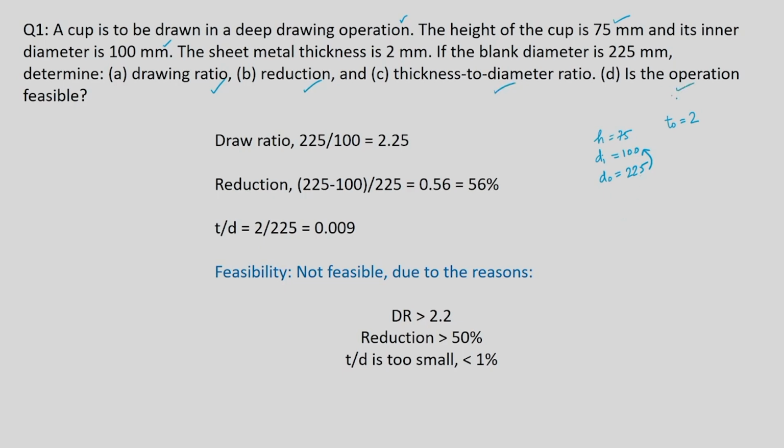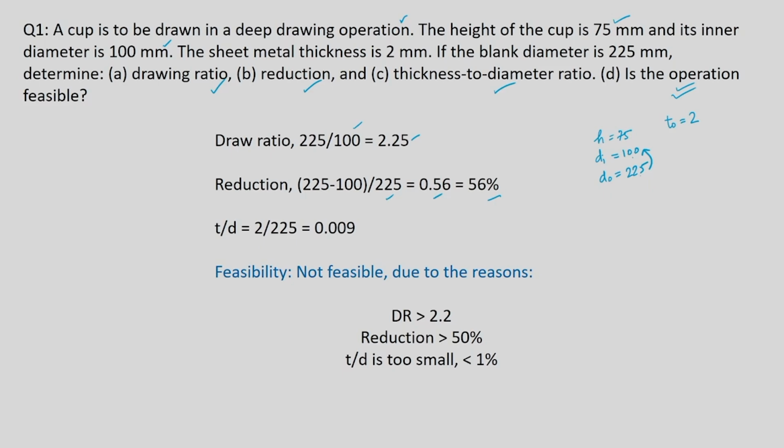Is it possible or not? Whether the operation is possible or not. The draw ratio we know, it is very simple, 225 by 100, 2.25. Reduction is generally given by 225 minus 100 divided by the reference, that is 225, which is approximately 0.56, about 56%.